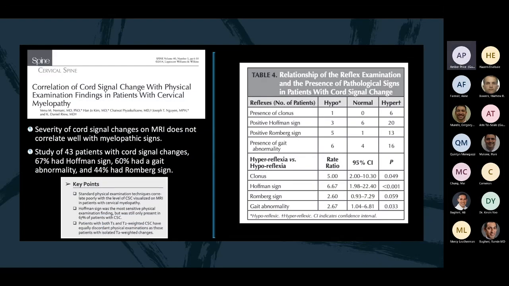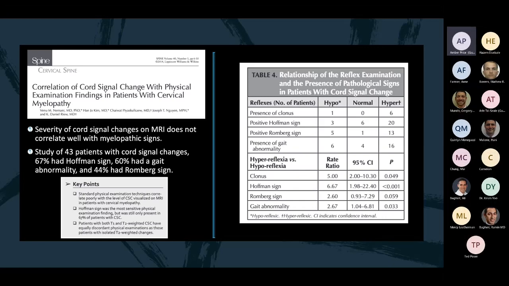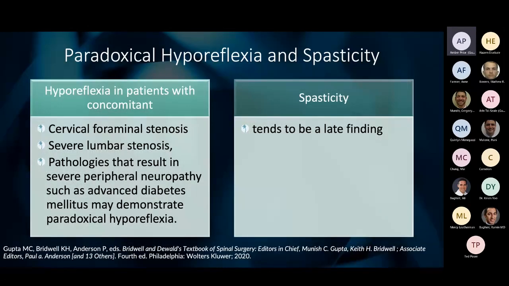And then this paper looked at whether or not these cord signal changes actually correlate with findings in cervical myelopathy. What it found was that the severity of the cord signal change on MRI did not correlate well with the myelopathic signs. So they evaluated 43 patients with cord signal changes. Only 67% had a Hoffman, 60% had a gait abnormality, and 44% had a Romberg sign. So you can have cord signal change without presence of these findings on physical exam.